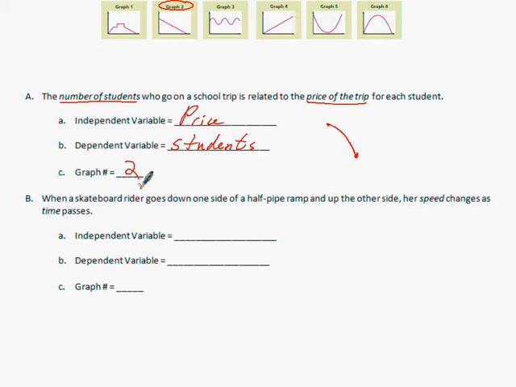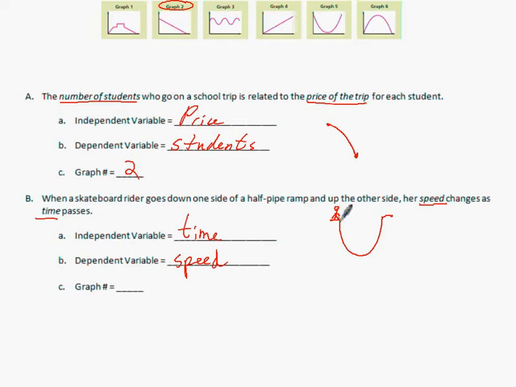Okay, pretty simple. B. When a skateboard rider goes down one side of a half-pipe ramp and up the other side, her speed changes as time passes. So speed and time. Time is always independent. So that must mean speed is the dependent variable. Now, let's think about this. Yes, the half pipe looks like this, with a little skateboarder on here. However, graph 5 is not the correct graph. That's what it looks like, but that's not what the graph of the speed looks like.